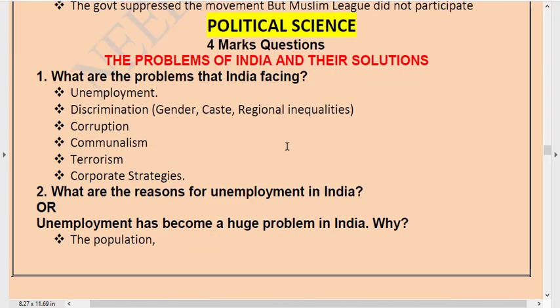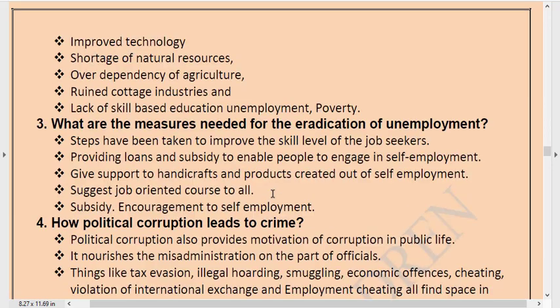Next question. What are the reasons for unemployment in India? Unemployment has become a huge problem in India. Why? Because of population, improved technology, shortage of natural resources, over-dependency on agriculture, ruined cottage industries, and lack of skill-based education. Unemployment leads to poverty.